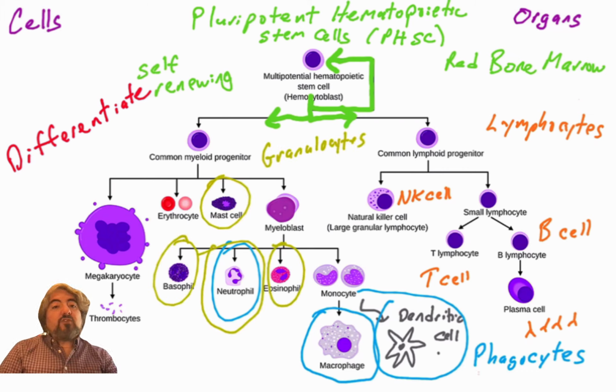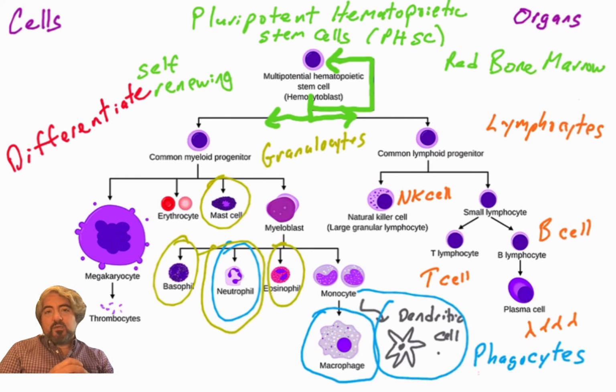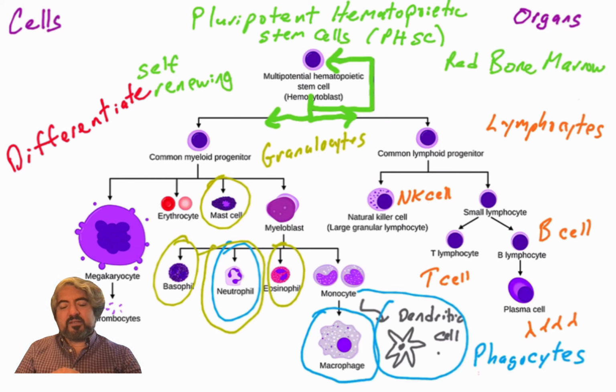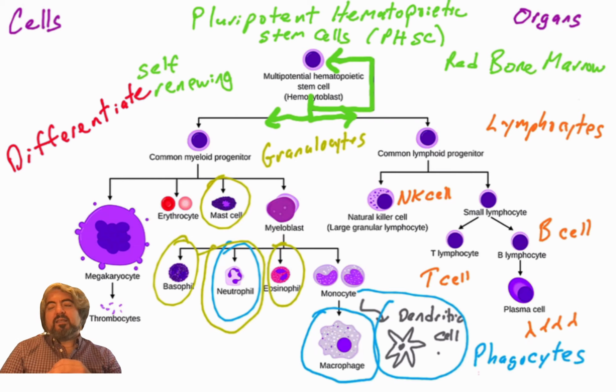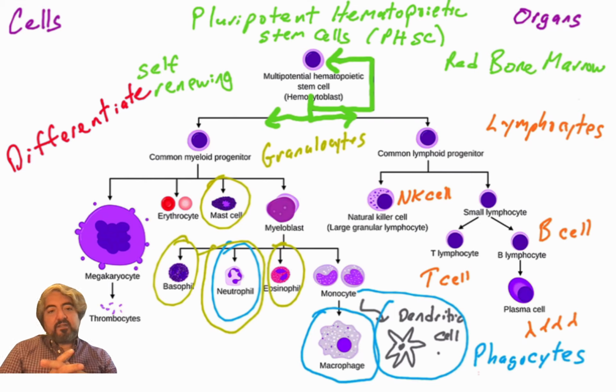Let's talk about our granulocytes. These are cells that within their cytoplasm contain structures known as granules. And these granules often have very toxic molecules within them. They might have enzymes, they might have reactive compounds that when released onto a pathogen will actually chemically attack that pathogen and destroy it. So mast cells, basophils, eosinophils, and neutrophils are all granulocytes.